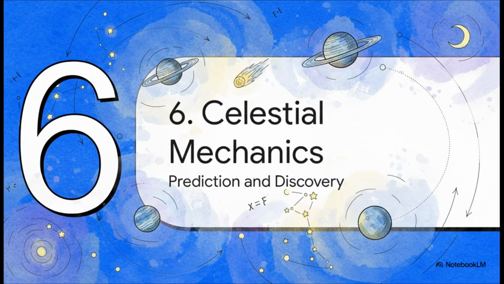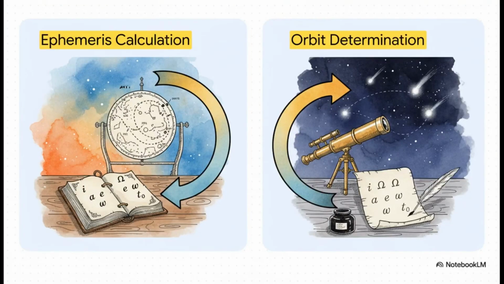So this whole mathematical engine we've built, from the 6 elements all the way through to calculating the final position, is really what drives the 2 most powerful jobs of celestial mechanics. And you'll see these 2 tasks are basically mirror images of each other. On one hand, you have Ephemeris calculation. That's when we already know the 6 elements, and we use them to predict where an object will be at any time in the future or the past.